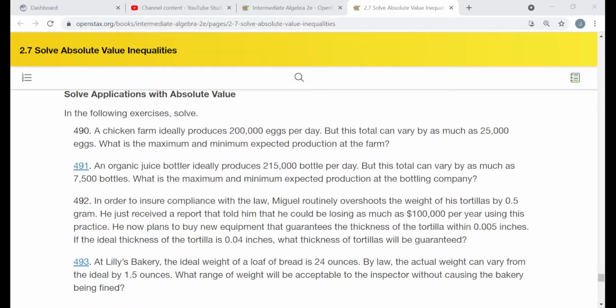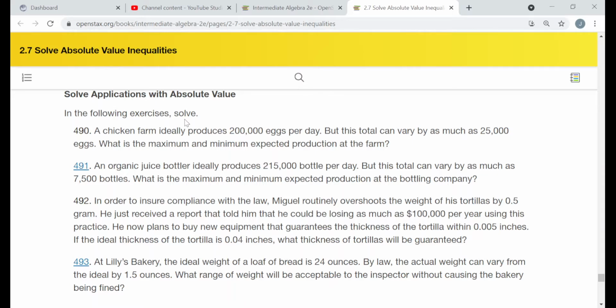And all the examples I'm going to do, all the exercises I'm going to do are from a free online textbook from openstax.org. This book is the Intermediate Algebra 2nd edition. And I'm looking at some exercises from section 2.7 titled Solve Absolute Value Inequalities. And I'll be working on problems 490 through 493 with the heading Solve Applications with Absolute Value. And all we're asked to do is, in the following exercises, solve.